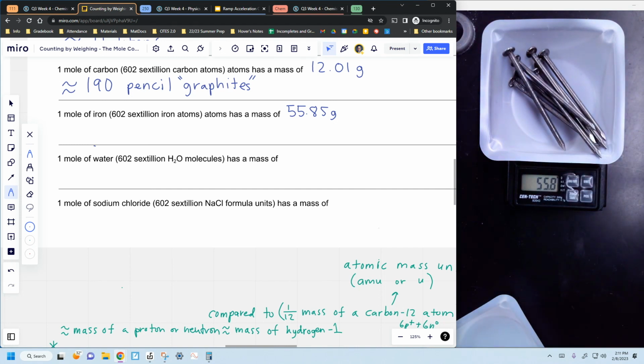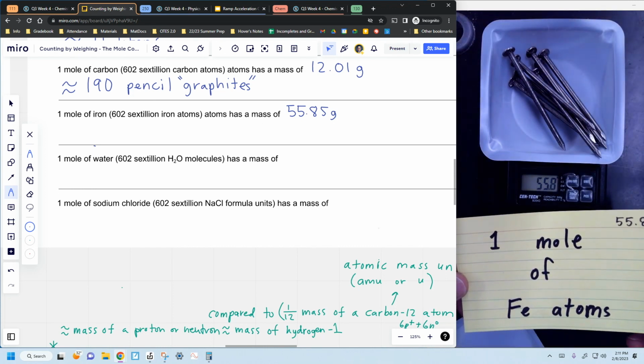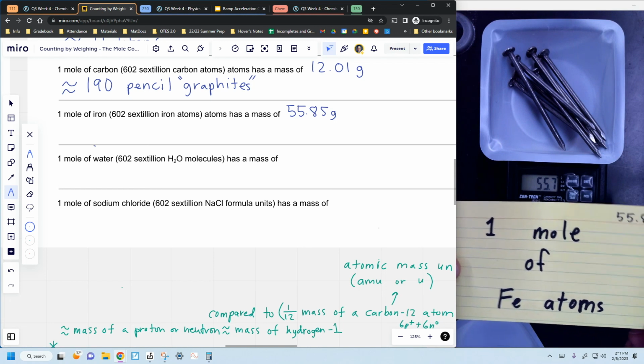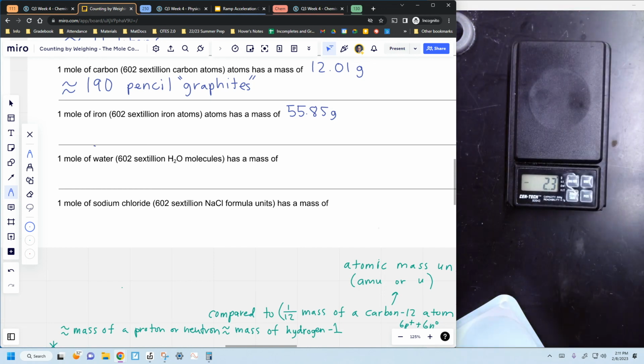That's pretty close. I think that's good enough. Again, I've counted out 602 sextillion iron atoms because I've measured out 55.85 grams. That's 1 mole of iron atoms. Or roughly 8 large nails.